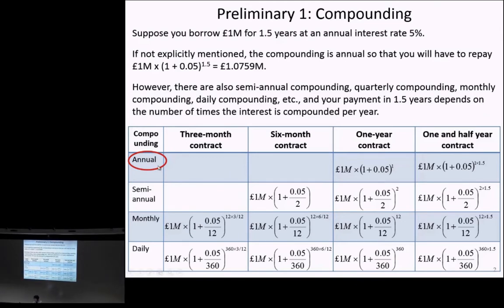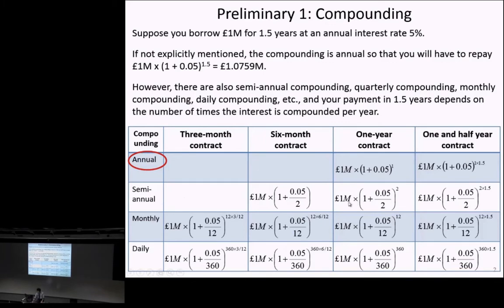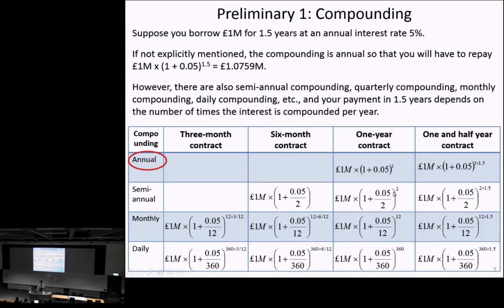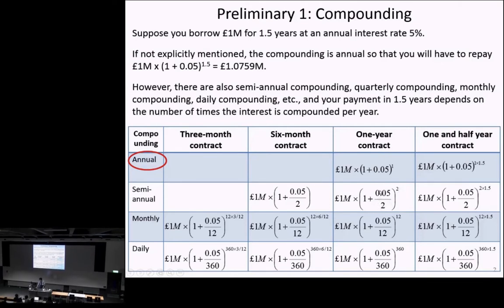But that is when the compounding method is annual compounding, and there are many other compounding methods. The actual repayment amount will depend on compounding method. So if the compounding method is semi-annual, then after 1 year, you should repay 1 million times 1 plus the 5% interest rate divided by 2, squared. You have a square here because with semi-annual compounding, the compounding takes place twice in that year. And every time the applied rate is the annual rate 5% divided by 2.